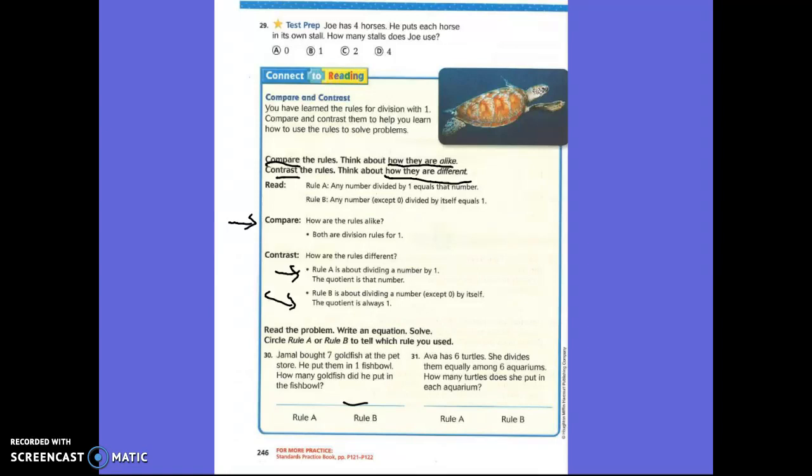Then you go to 31. Ava has 6 turtles. She divides them equally among 6 aquariums. How many turtles does she put in each aquarium? You write the answer down, and then tell me, did you use rule A or rule B by circling rule A or rule B? Understand? Okay, when you are done, then you are done.